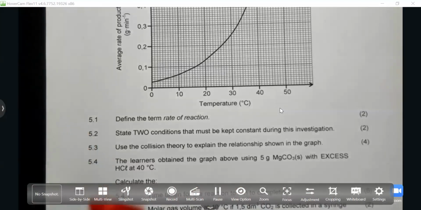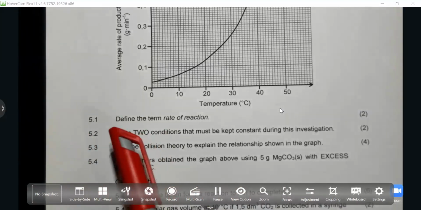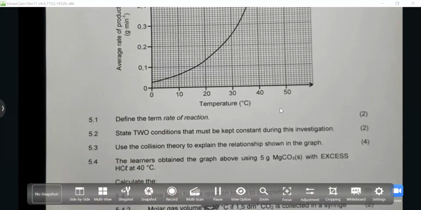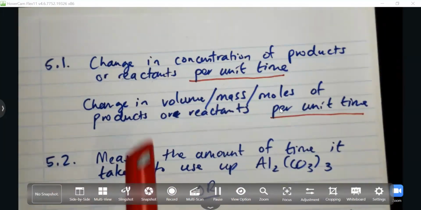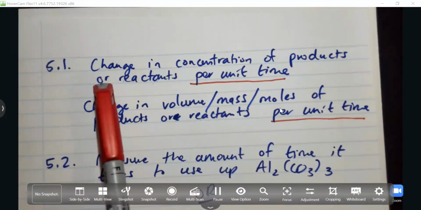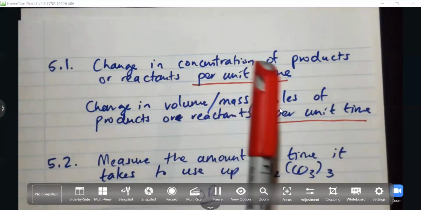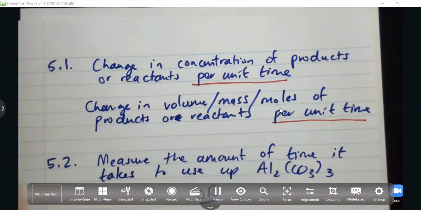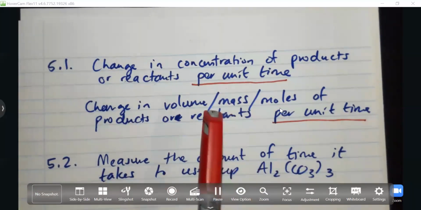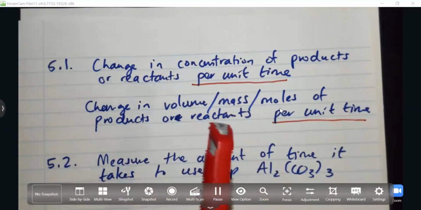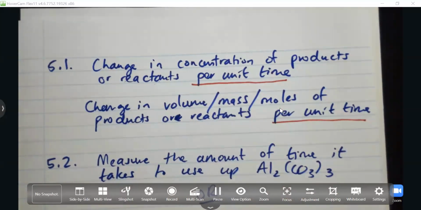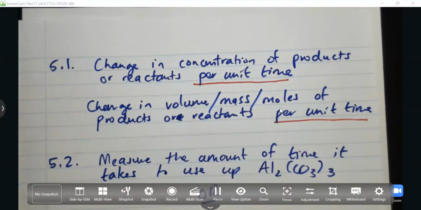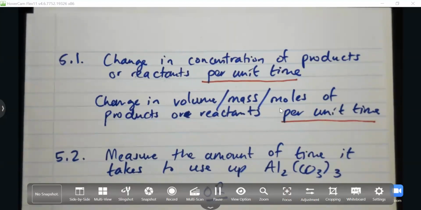Question 5.1 asks you to determine the rate of the reaction, just like they did the previous year. So if you remember, we went through that already. To define the rate of a reaction, it's the change in concentration of products or reactants per unit time, or it is the change in the volume or the mass or the moles of the products or the reactants per unit time. The key word being per unit time, because the units of rate are a particular amount per unit time, time being in seconds, minutes, etc.